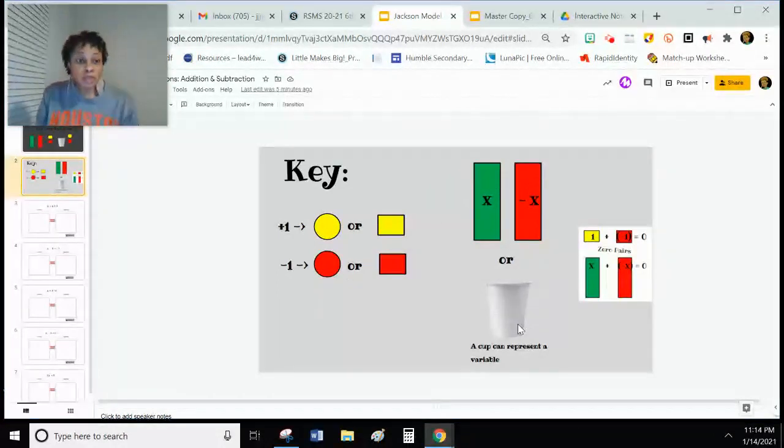Or we can even use a cup to represent our variable, our x, our y, our z, our a, our b, our e, whichever variable that we have. And we most of all don't want to forget that a zero pair is made up of a yellow and a red. They will equal 0, as well as if we have a positive green x and a negative red x, those will equal 0 as well.